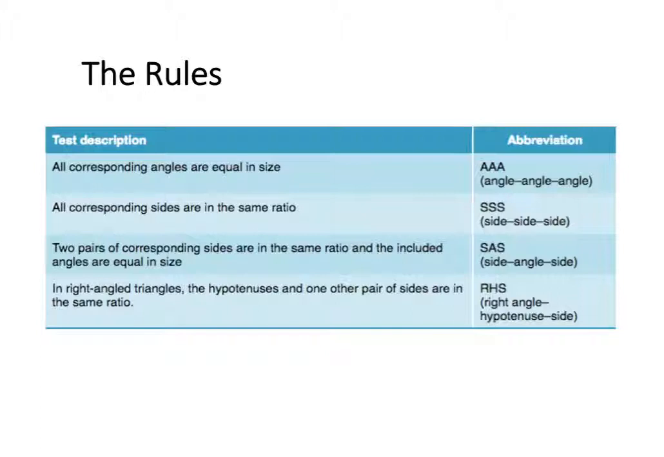And the 4 rules are angle, angle, angle, which we use the abbreviation of 3 A's, side, side, side, where we use the abbreviation of 3 S's, side, angle, side, where we use the abbreviation of SAS, and the last one is right angle hypotenuse side, and we use the abbreviation of RHS. Now we'll have a look at each of those individually and see when we can apply them.